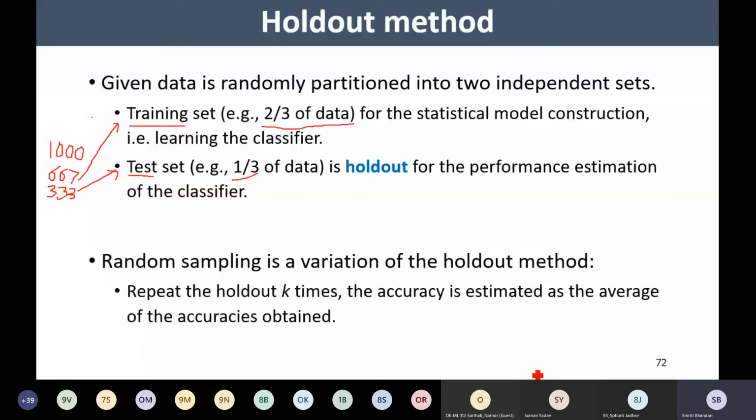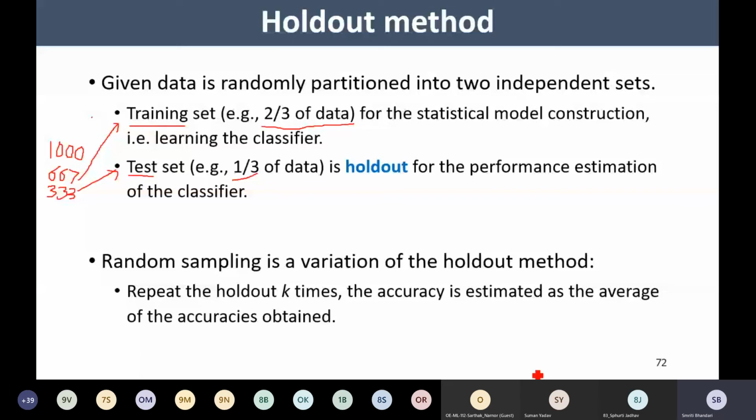So, what we mentioned in the holdout method, we have one training set and one test set. The training set is used for learning. The test set is used for evaluating the performance. Have you understood till this? Yes, ma'am. Okay.